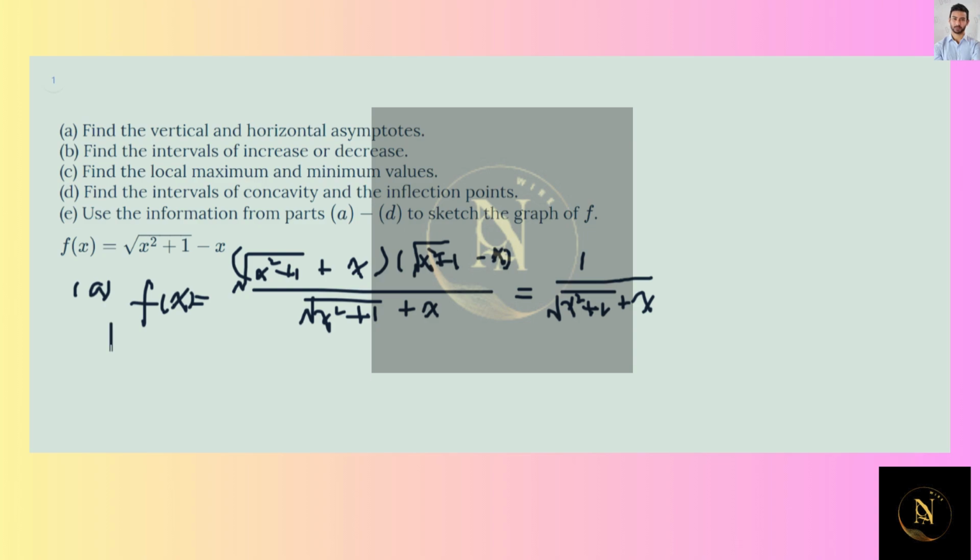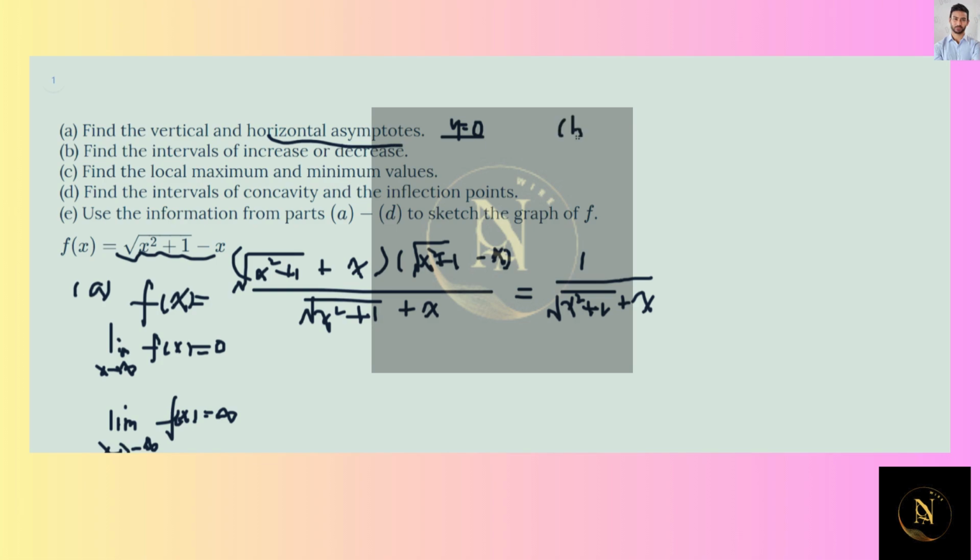So we have the limit as x goes to infinity, f of x is equal to 0. And when x goes to negative infinity, from the function we have f of x goes to infinity. So we have y equal to 0 is a horizontal asymptote, and there is no vertical asymptote of this function.